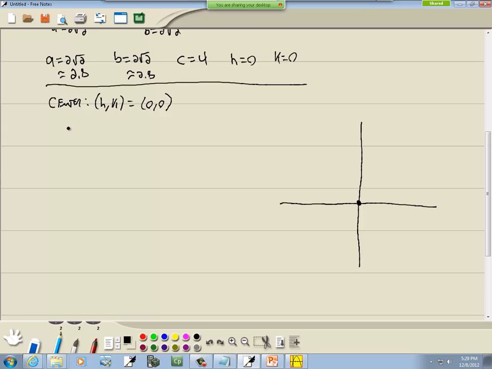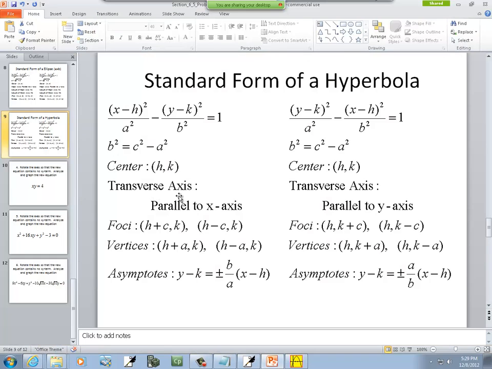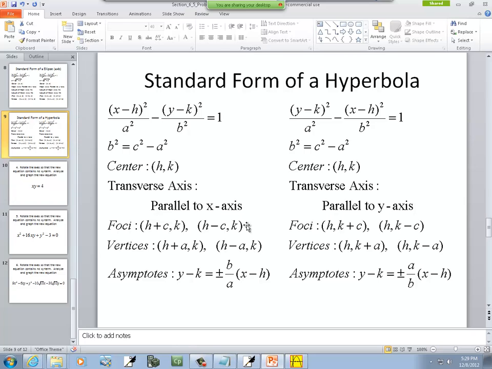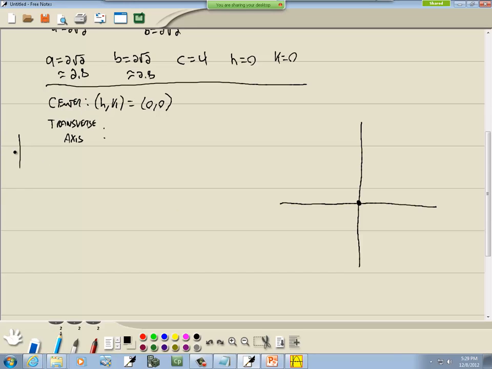Okay. And then our transverse axis is parallel to the x-axis. Okay, well here's the x-axis. Parallel would be that. That'd be the form y is equal to number, and it'll be the y part of our center. So we'd have y is equal to 0.